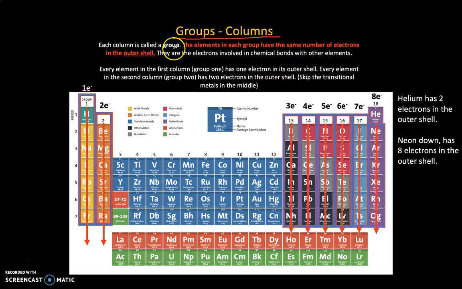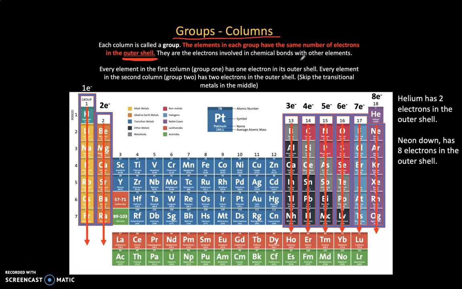Each column is called a group. The elements in each group have the same number of electrons in the outer shell. That's another common area where students get a bit confused. It's the number of electrons in the outer shell. They are the electrons involved in chemical bonds with other elements. So the electrons in the outer shell determine an element's reactivity.